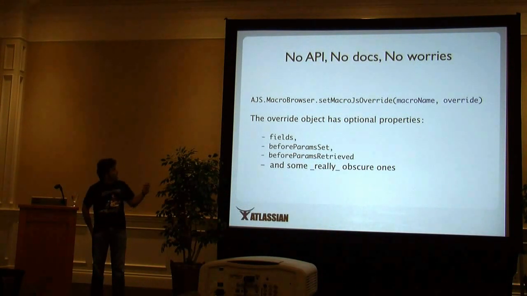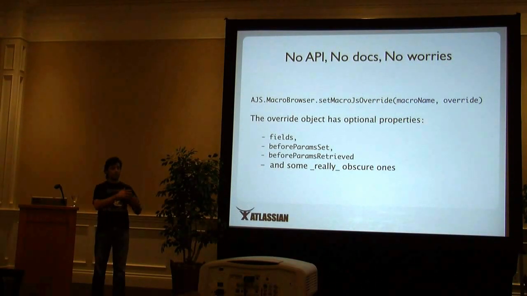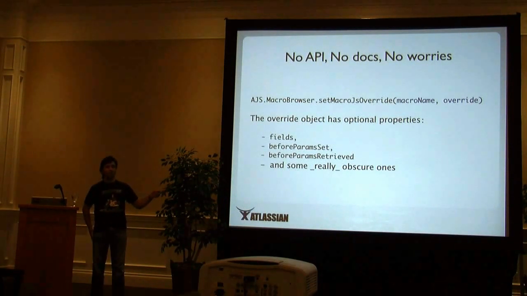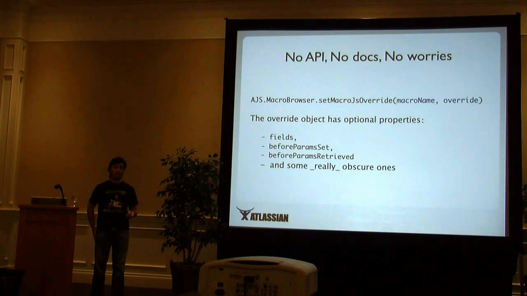In this case, you can set an override by going AJS macro browser set macro.js override. Pass in your macro name and an override JavaScript object. That object can have a few different properties which will affect the way that they interact with the form. I'll go through these 3, and then there are some really obscure ones that I think are only used once ever in the system, and even I would have to read the code to understand what they did.